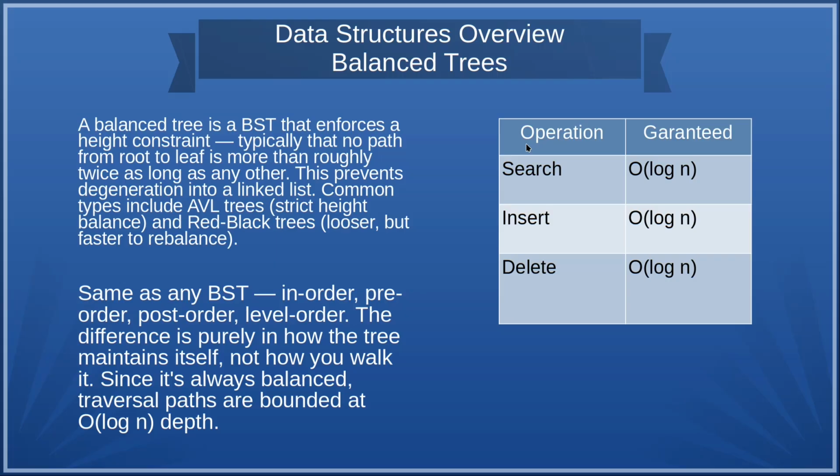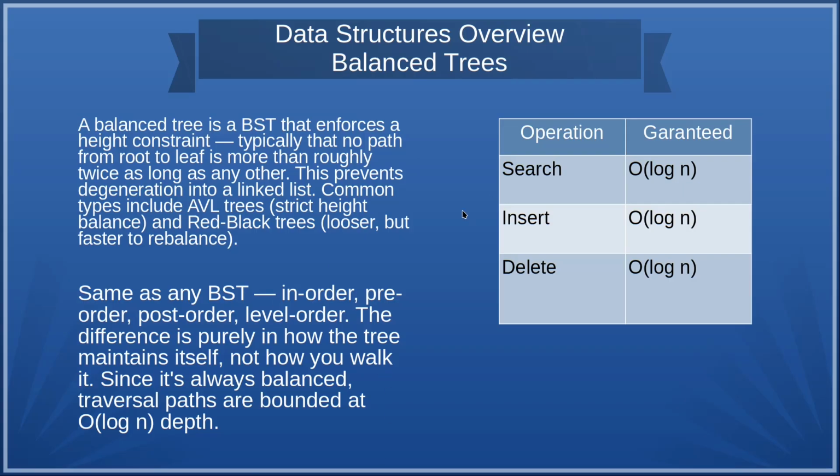Here we have balanced trees. Balanced trees are a BST that enforces a height constraint. Typically, no path from the root to a leaf is more than roughly twice as long as the other. This prevents degeneration into a linked list. That one issue that I was talking about before, where it can just make a very long branch, and it makes all the operations disproportionate to the data.